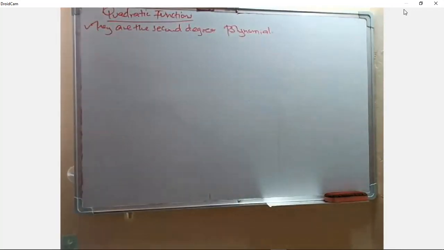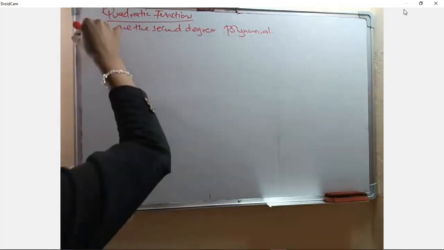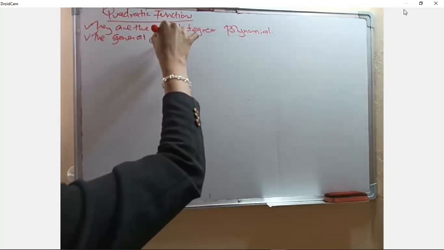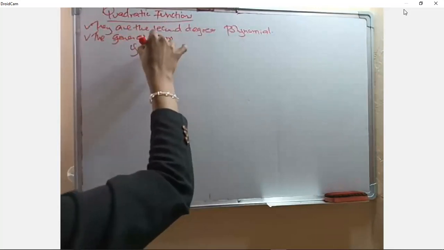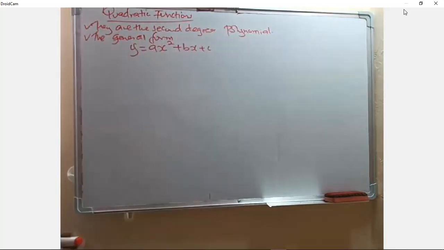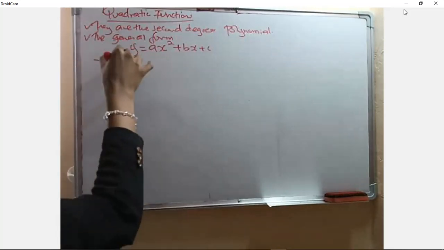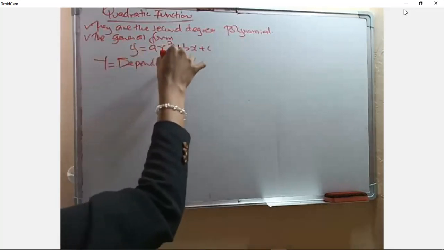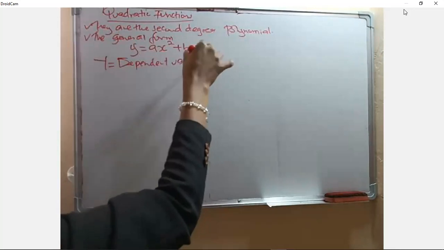And in this case, we are saying that they have the general form, y is equal to ax squared plus bx plus c. Now, in this concept, you have to analyze what is my y. My y is my dependent variable.